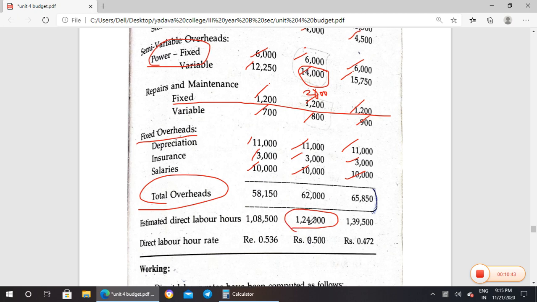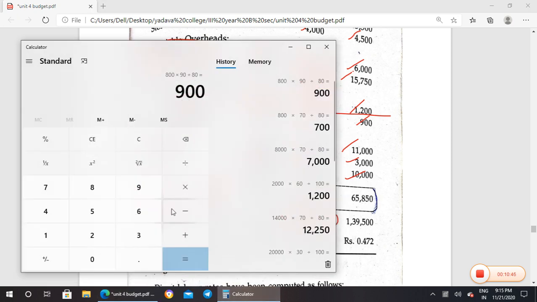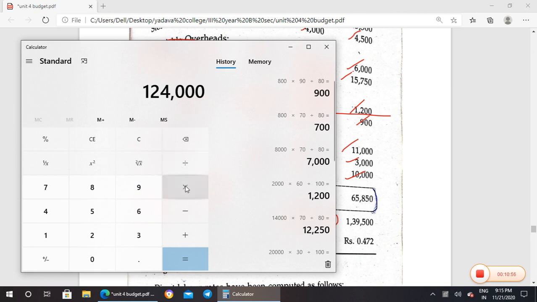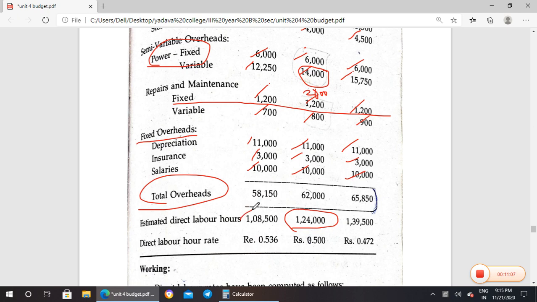The hours they have given us are 1,24,000 for 80 percentage. The same procedure should be followed here also. 1,24,000, I hope I am right. Yes. So 1,24,000 into 70 percentage divided by the given 80. So you'll be getting 1,08,500 as the estimated direct labor hours. The same thing should be followed: 1,24,000 into 90 divided by 80, you'll be getting 1,39,500.